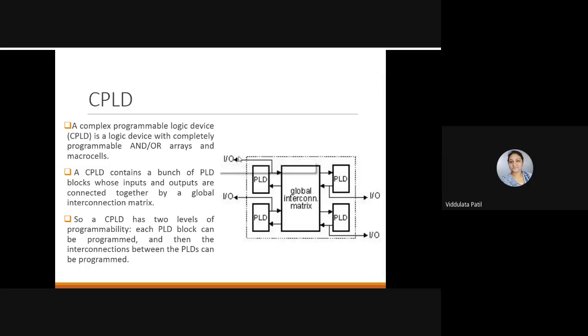So CPLD has two levels of programmability. Each PLD block can be programmed, and as in this diagram, we have 4 PLDs, and all these PLDs can be programmed. So that is one level of programmability. At the same time, you can program the connections, the interconnection between these PLDs, through this global interconnection matrix.